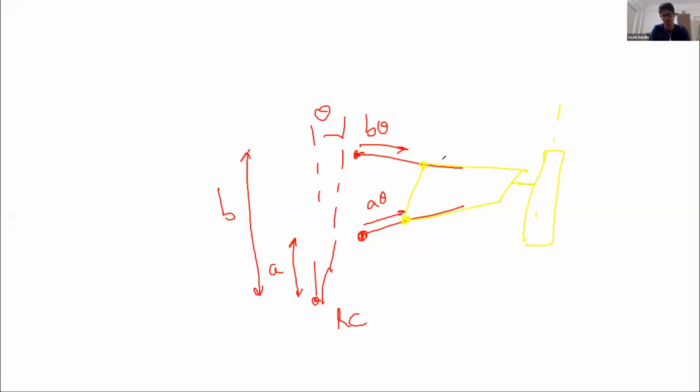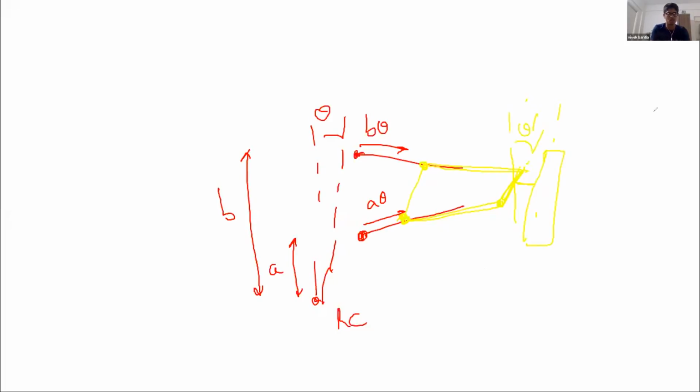So if you plot it on a graph sheet correctly, you know the length of the links. You know these positions from A into theta and B into theta. You know the length of the links, right? And then you join these two points. And then you know the angle that this link makes with respect to the vertical, which is nothing but your camber angle, right? So this is some theta dash, which is your camber angle.